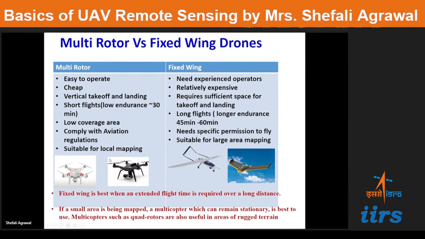Right, so these are some of the different categories of multi-rotors. If you have 4 rotors, it's a quadcopter. If you have 8 rotors, it's an octocopter. If there are 6 rotors, you call it a hexacopter. Single rotors are there, and these are the fixed wings which are available.